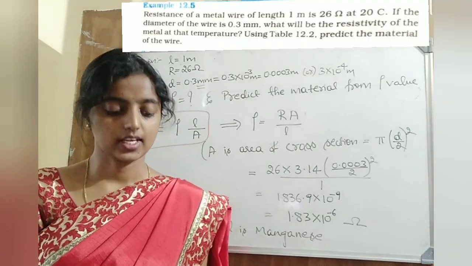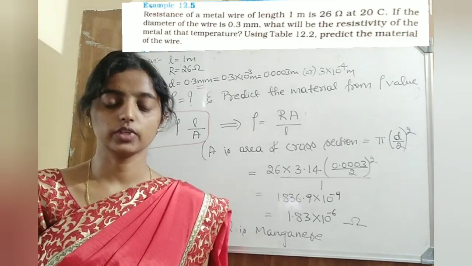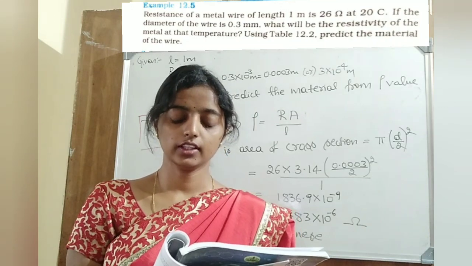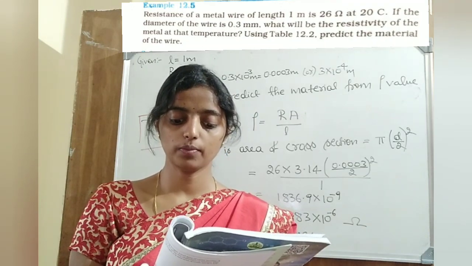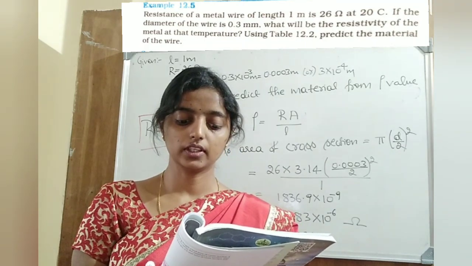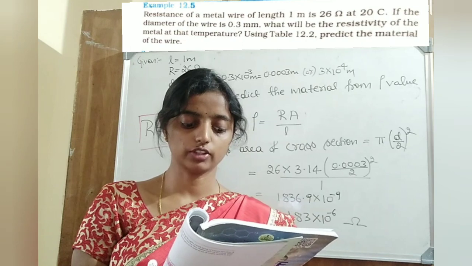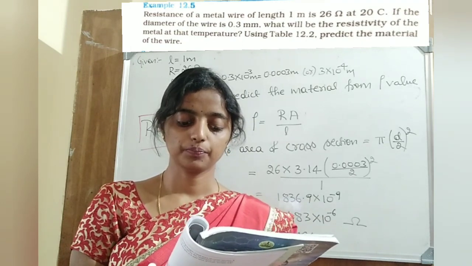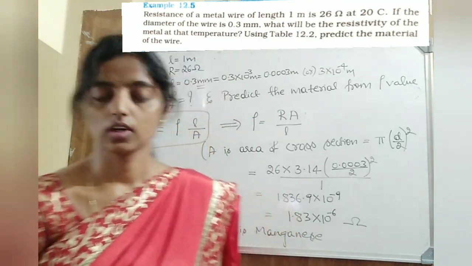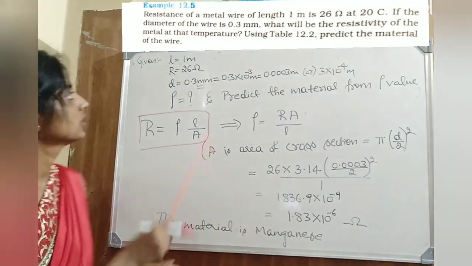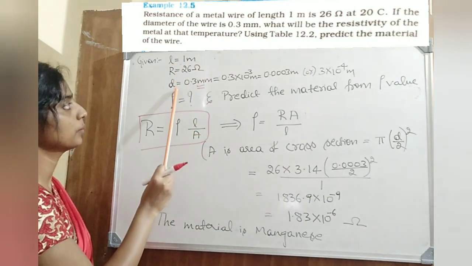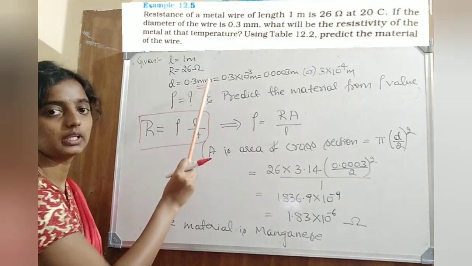Let us solve example problems related to resistivity. The first one is, the resistance of a metal wire of length 1 meter is 26 ohm at 20 degrees Celsius. If the diameter of the wire is 0.3 millimeter, what will be the resistivity of the metal at that temperature? And using table 12.2, predict the material of the wire. Given length is 1 meter, resistance is 26 ohm, diameter is 0.3 millimeter.